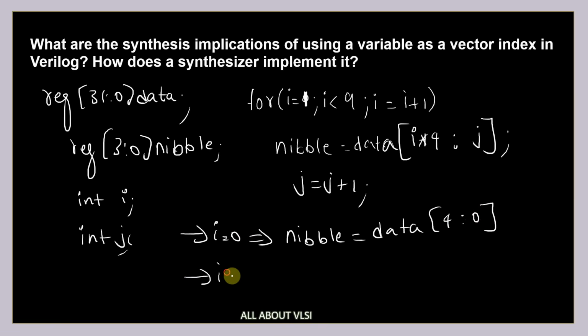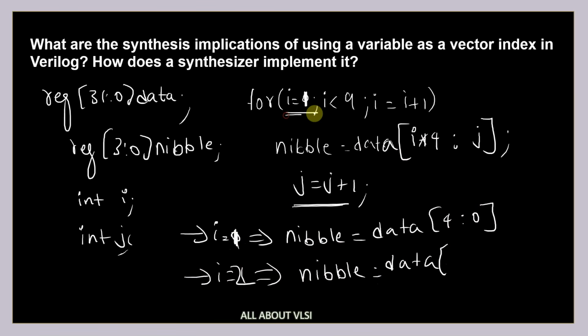Now the i value will be incrementing and the j value will also be incrementing. So if j is equal to 1, nibble is equal to data of, we are starting with i is equal to 1, so 2 into 4 is 8. Specifically, i into 4 minus 1 is 3 down to 0. And next 2 into 4 is 8, 8 minus 1 is 7, 7 down to j is equal to j plus 1. So it is 7 down to 1.